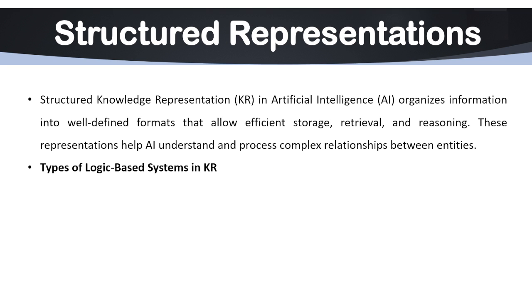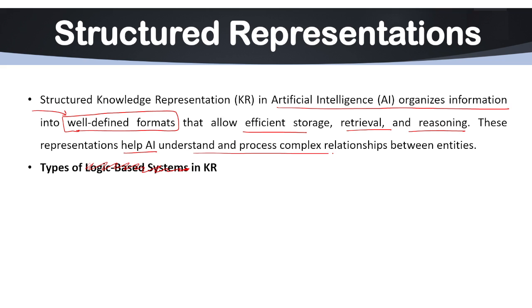Next we have structured representations. Under structured representation, we have so many types. Structured knowledge representation in AI organizes the information into a well-defined format. This is the best advantage of structured representation: it represents the given information in a well-defined format that allows efficient storage, retrieval, and reasoning. These representations help AI understand and process complex relationships between the entities.